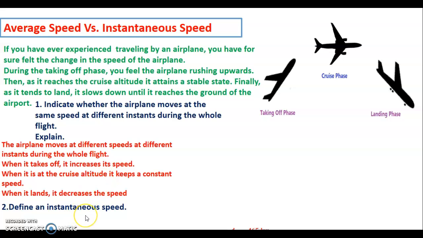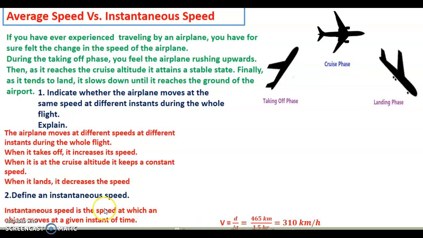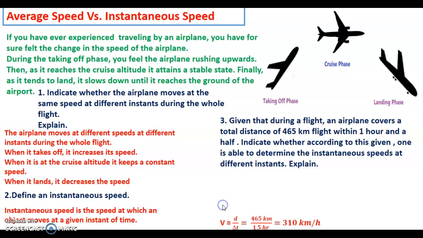Now define an instantaneous speed. An instantaneous speed is the speed at which an object moves at a given instant of time. Then what do we have? Given that during a flight an airplane covers a total distance of 465 kilometers during the flight of 1 hour and a half. Indicate whether, according to this given, one is able to determine the instantaneous speeds at the different instants and explain.